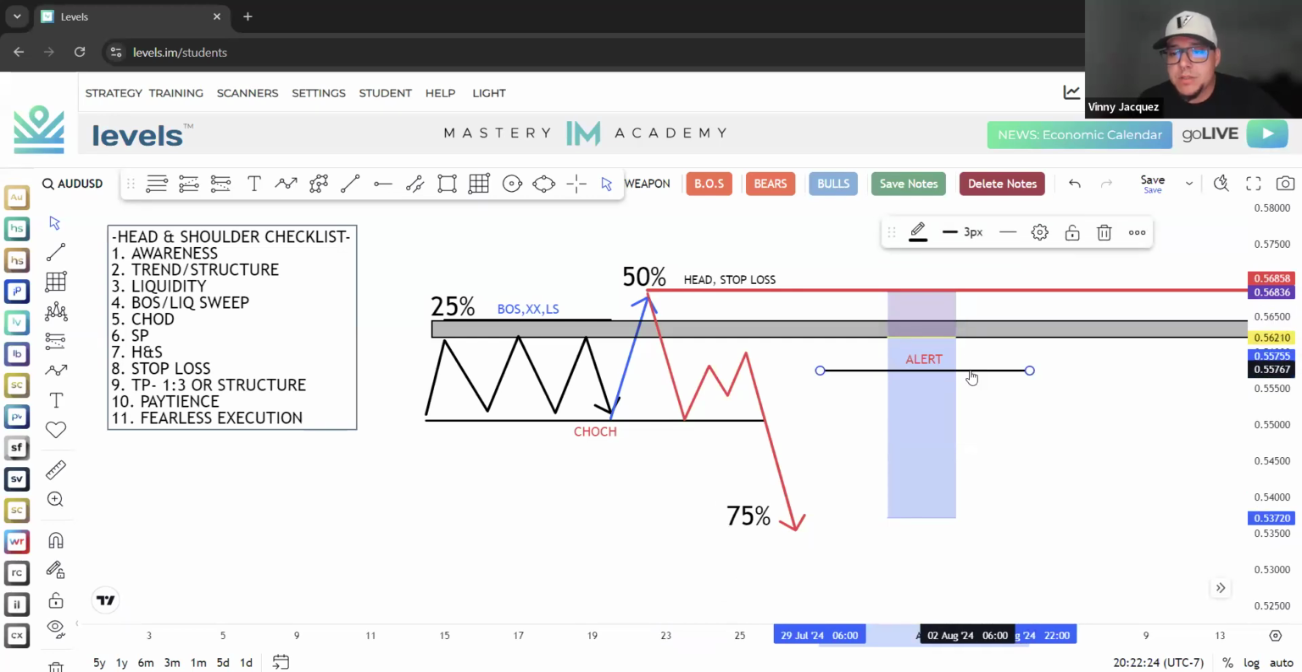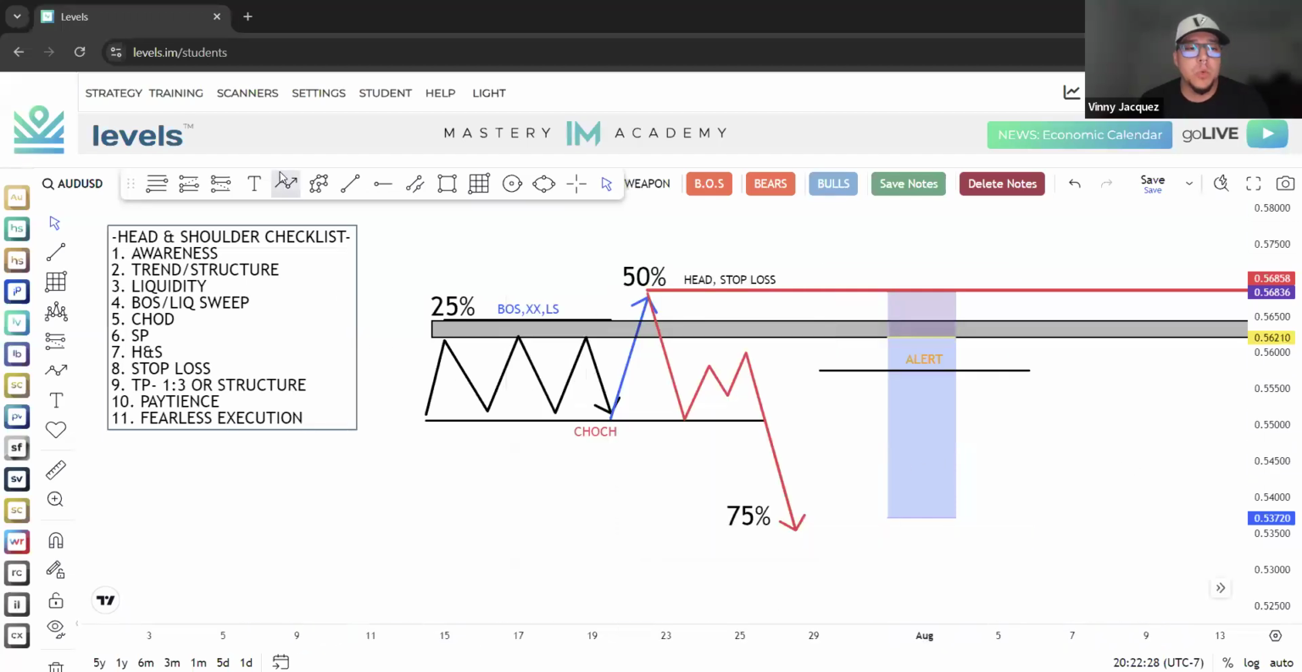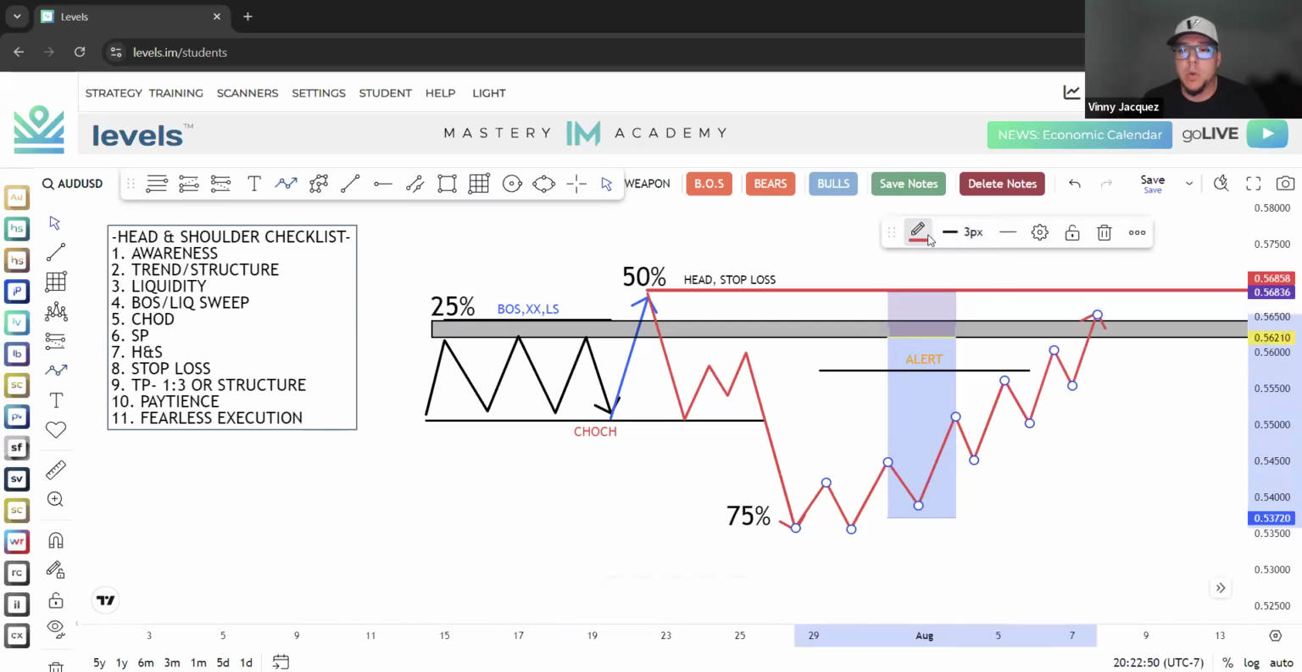We want to have alerts right here in this section. So we're waiting, we're staying patient right now. Right now, we're at this level right here. Boom, we're staying patient. As the market is making its way back up, let's stay patient. And when the market comes into my entry, I want to stay fearless, guys.